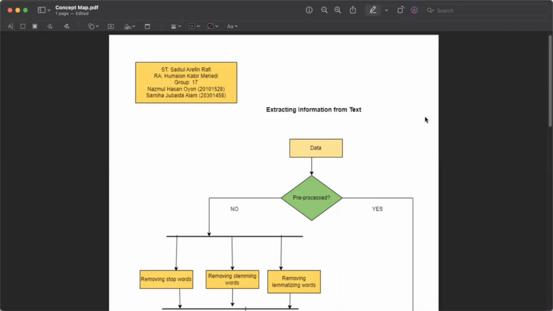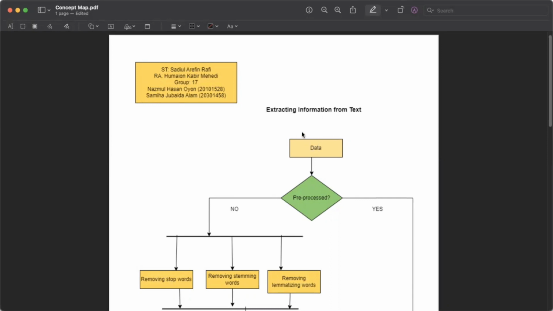Today our assigned chapter is extracting information from the text. To extract information from the text, we will show in the concept map how we can extract information from any given text. So let's get started.